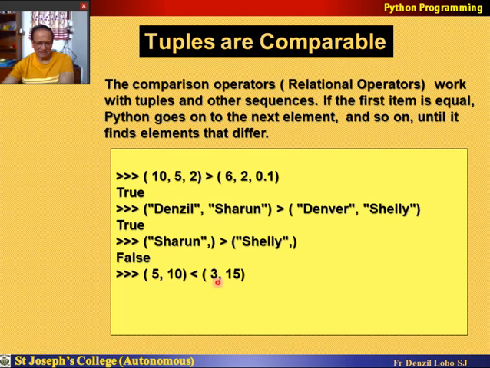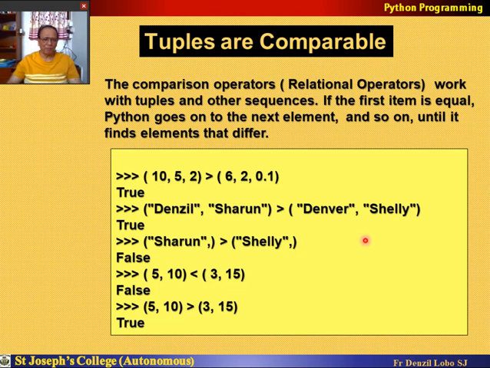Let us see. Is (5, 1, 0) less than (3, 1, 5)? False, because 5 is not less than 3. Therefore, it is false. Is (5, 1, 0) greater than (3, 1, 5)? Yes, true, because 5 is greater than 3, though the next number is less, but the first number is greater. So therefore, we notice that we can compare tuples, the values which are present in tuples.